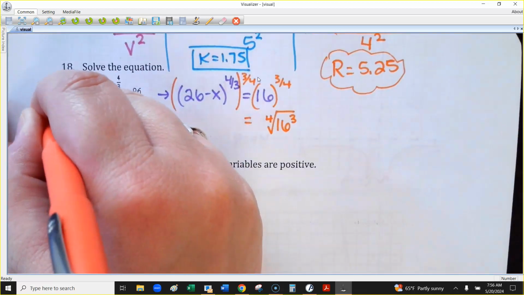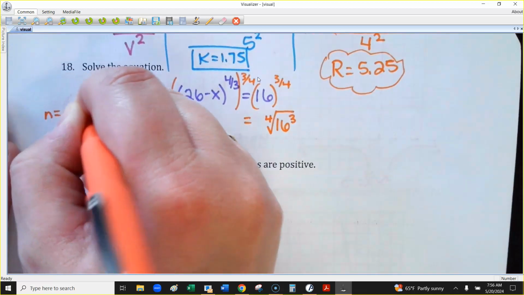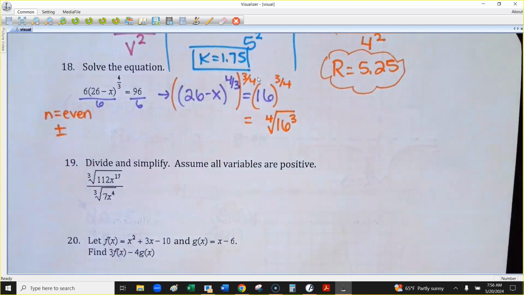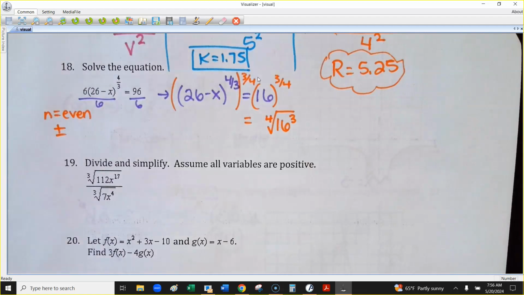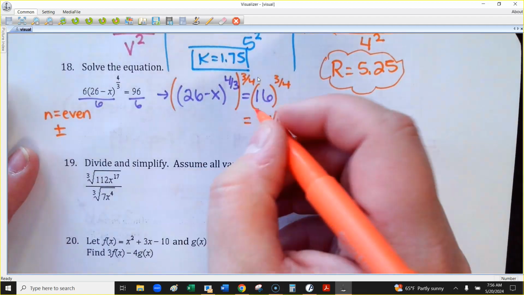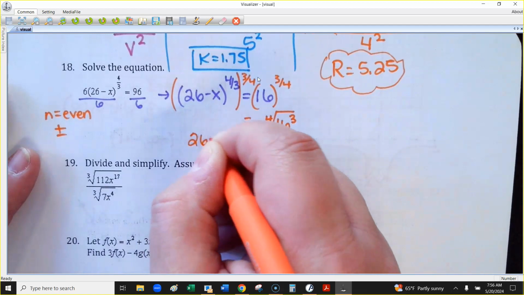If that numerator is even, you need a plus or minus. If the numerator is odd, you don't need that. Because like if I take a cube root, we don't need a plus and minus symbol, or if I take a fifth root, we don't need a plus and minus symbol. But square root, fourth root, you need a plus and minus, because this is actually going to have two answers.